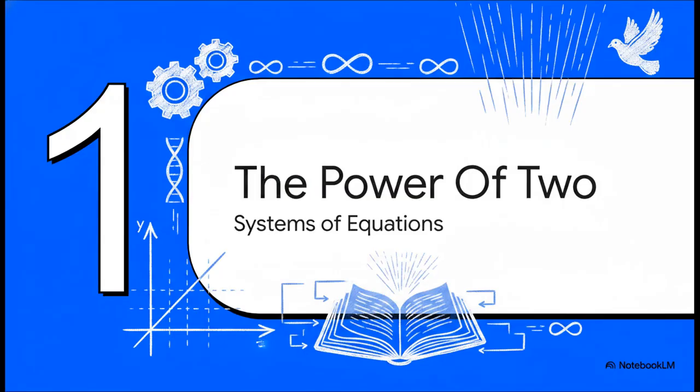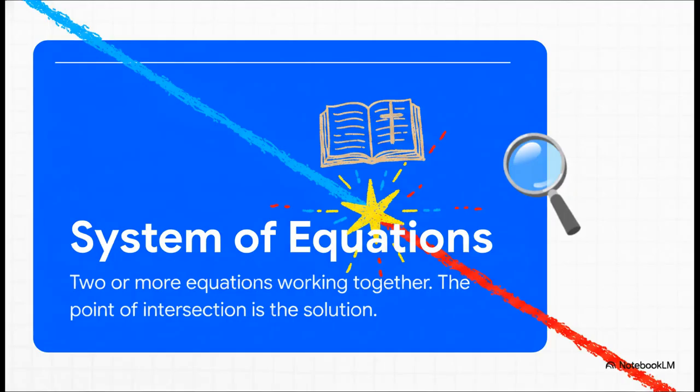Section 1. The Power of Two. Systems of Equations. Let's dive in. A system of equations is basically just 2 or more equations teaming up. When you graph both of them, their point of intersection is your solution. I want you to picture 2 lines traveling across a graph. That specific, magical spot where both lines meet, that's the exact coordinate where both equations are true at the exact same time. It's their shared truth.